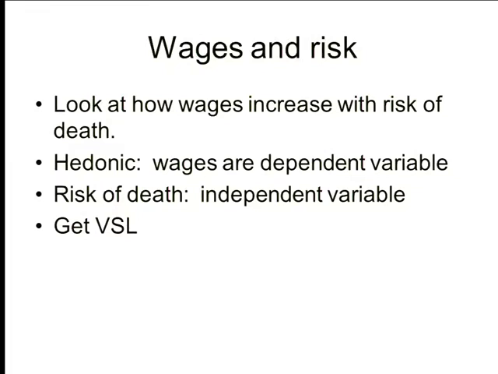We could have other things on the right-hand side of our equation, like your age. That could be an attribute that has something to do with your wage. We could have college, no college, all kinds of stuff over there. But the one we're interested in is risk. We price each of the attributes. We price the risk of death. That gives us the value of statistical life.